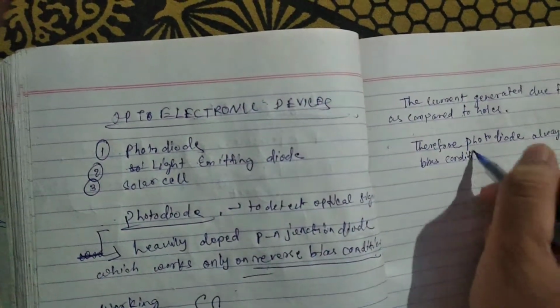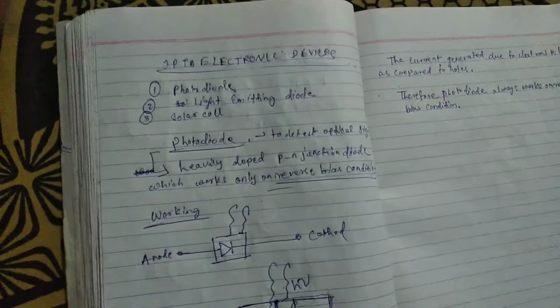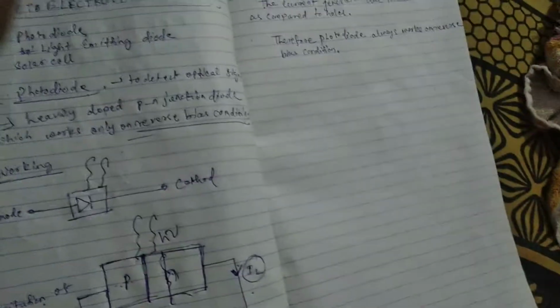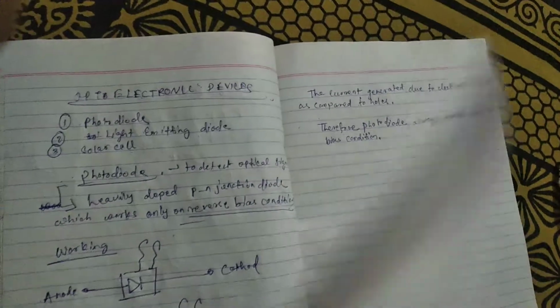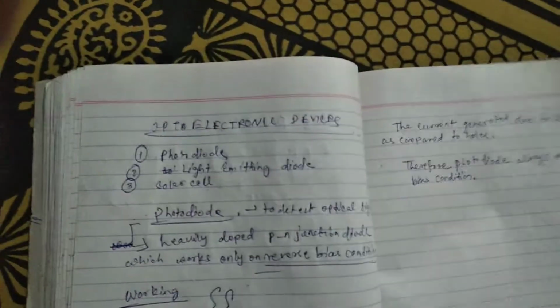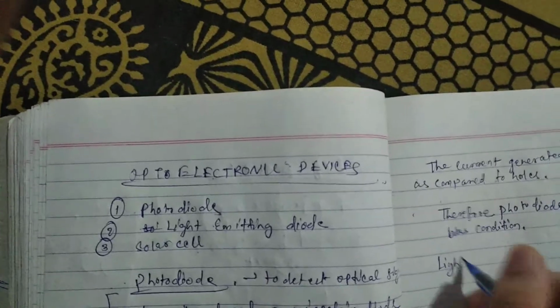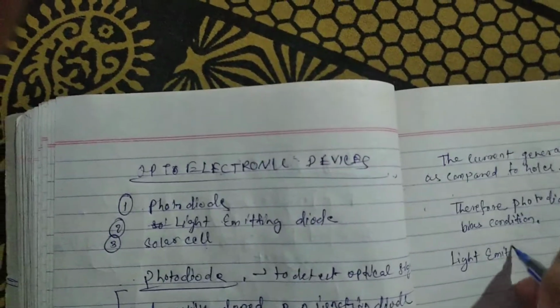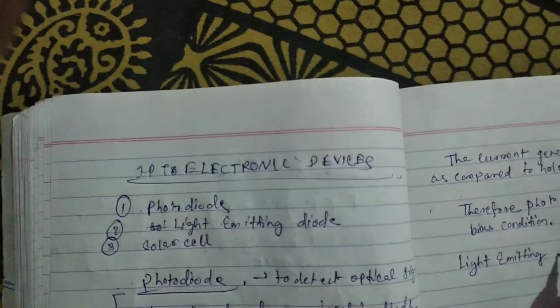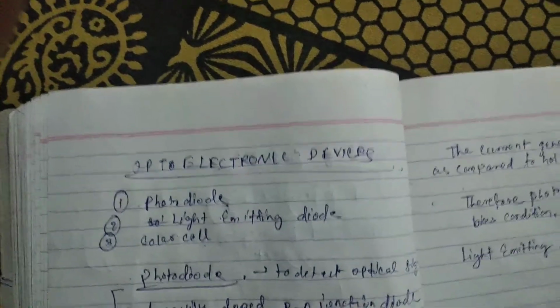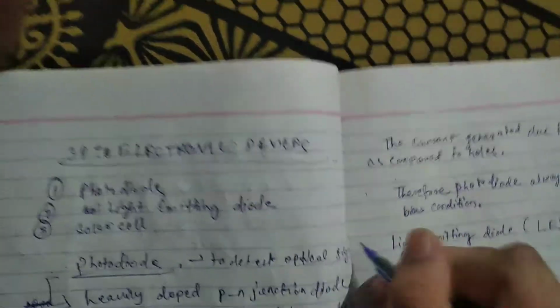So this is how a photodiode works on reverse bias conditions. I hope you have understood the photodiode. Next we are going to the light emitting diode. What is a light emitting diode? The LEDs we are seeing, that is your light emitting diode. So second, we are going to LEDs.